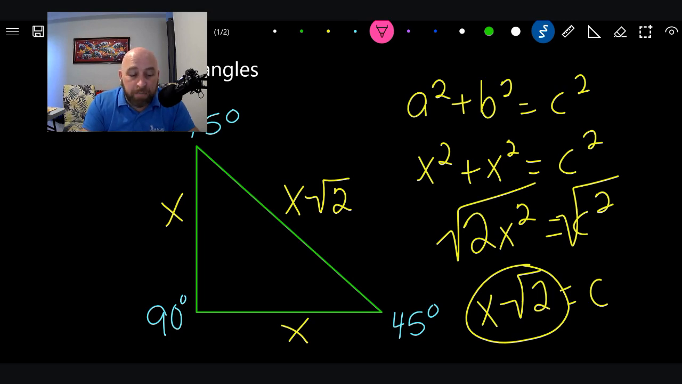What do you need to memorize about this? Well, there's a few things. Let me kind of work my way around this. First of all, you need to memorize that the legs always equal x.